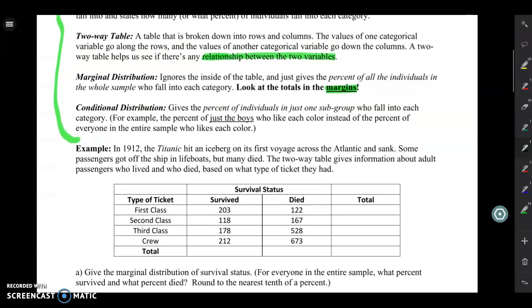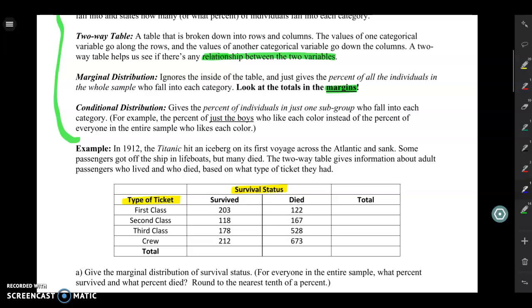If you look at the top of the table, I've got one of my variables, which is survival status, right? So either they survived or they died. And on the left side of the table, I have the type of ticket, so I'm going to list out the different options for what kind of ticket they could have. We're actually going to finish filling in this table. It's missing all the totals. If you look at the bottom row and the right column, we're missing all the totals. So we're going to fill those in and talk about what they would mean.